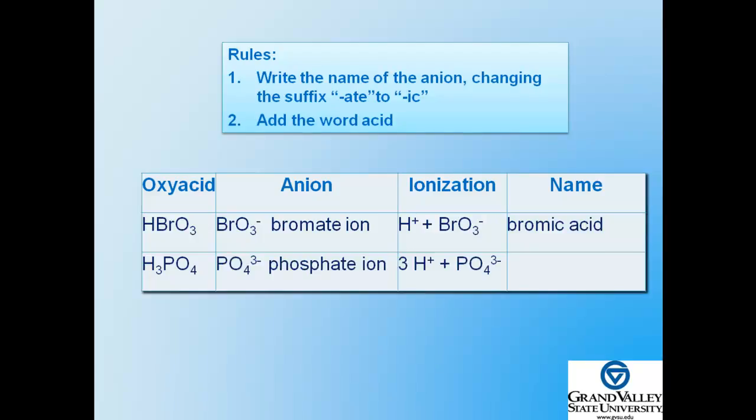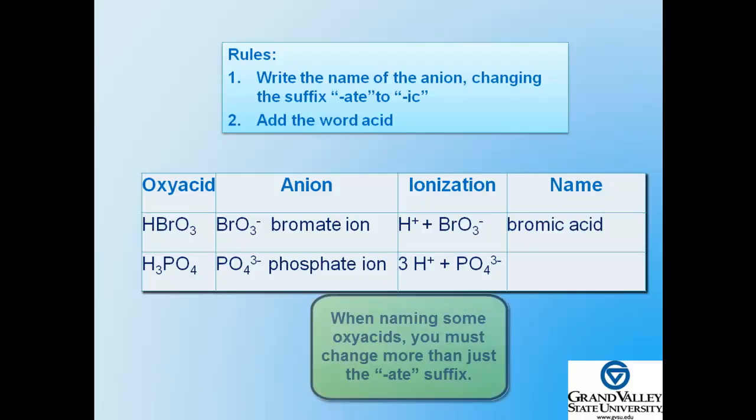For problem number 2, write the name of the anion. Rule number 1 states that you change the "ate" ending to "ic." However, for this oxyacid, the naming is slightly different. You add OR plus "ic." Therefore, the phosphate will be changed to phosphoric, and the final name of this oxyacid is phosphoric acid.